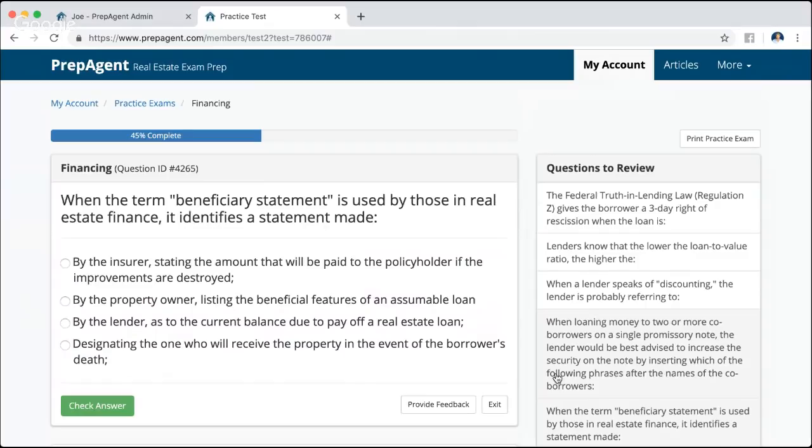When the term beneficiary statement is used by those in real estate finance, it identifies the statement made. A, by the insurer stating the amount that the loan will be paid to the policyholder if the improvements are destroyed. B, by the property owner listing the beneficial features of the assumable loan. C, by the lender as to the current balance due to pay off the real estate loan. Or D, designating the one who will receive the property in the event of the borrower's death.